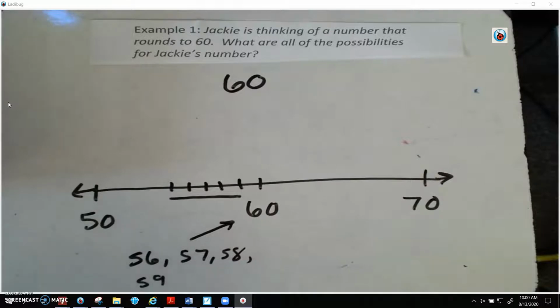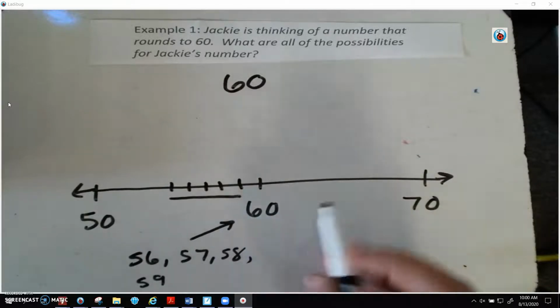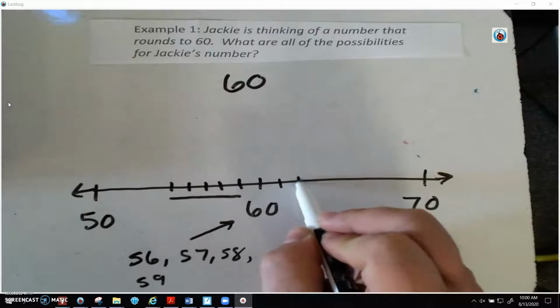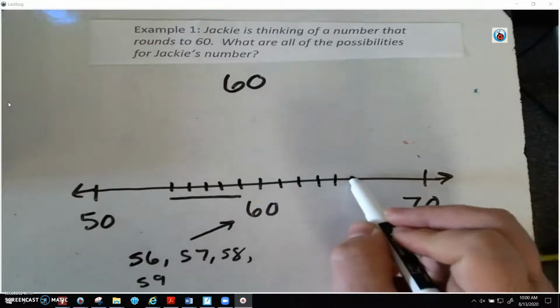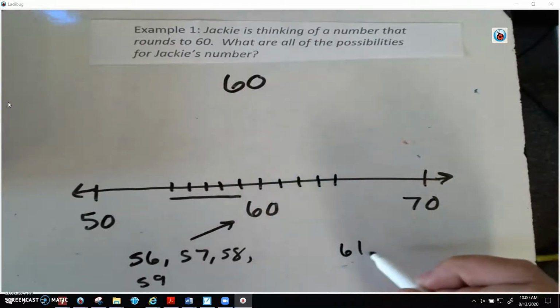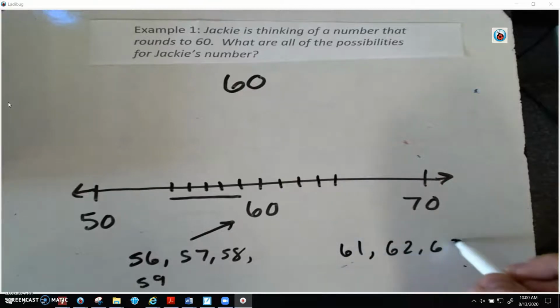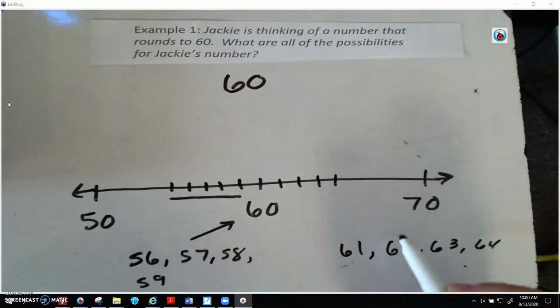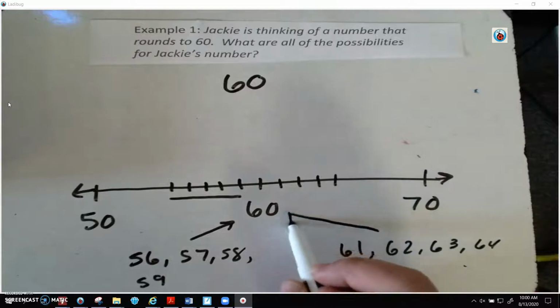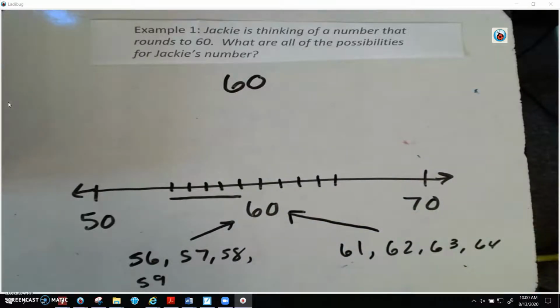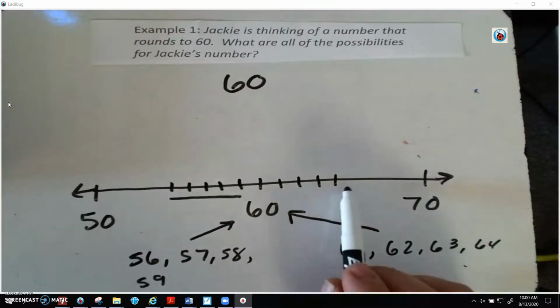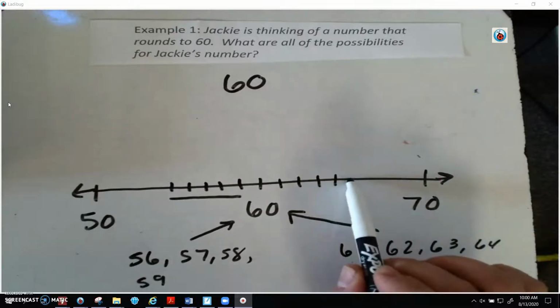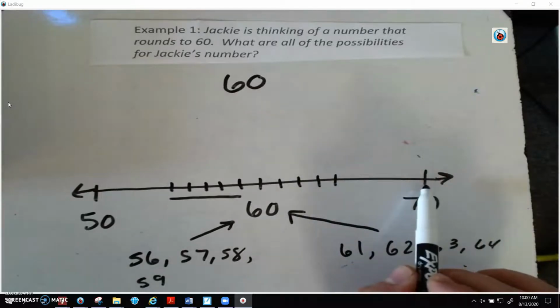I also know that if I'm thinking about numbers that are greater than 60, I would have 61, 62, 63, 64. All of those are going to also round to 60. Anything more than that, like 65, would round to 70.